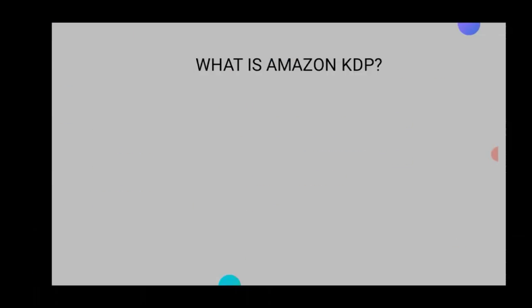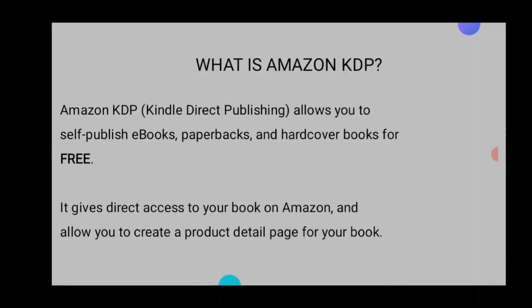So what is Amazon KDP? Amazon KDP is basically a section of Amazon that allows you to self-publish ebooks, paperbacks, and hardcover books for free. It gives you direct access to your book on Amazon and allows you to create a product detail page for your book. This means that you don't have to pay anybody to publish your book, to market your books, or to calculate your sales for you. This is giving you the independent right to publish your books.